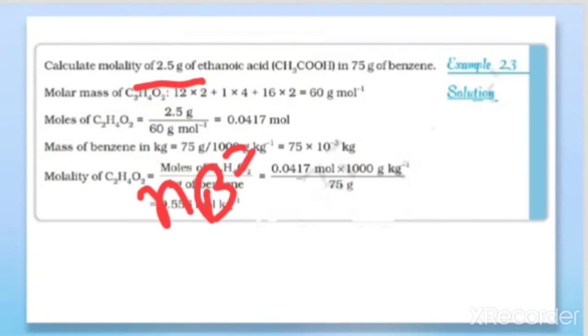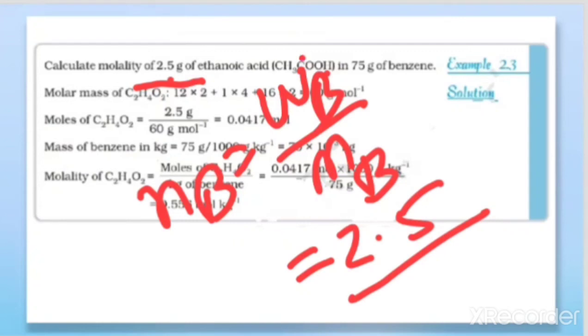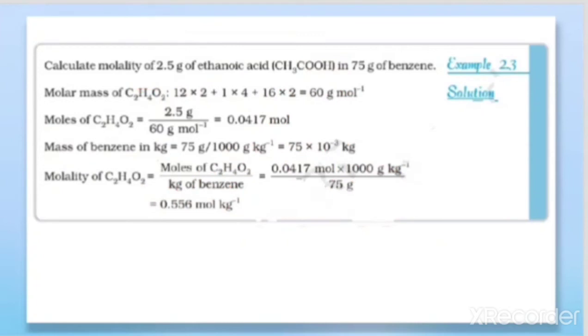That is NB is equal to WB by MB, where WB is the given mass, 2.5 gram. And what about the molar mass? Because the formula is given to us, we can find the molar mass by using the formula. So we substitute the value of molar mass here, that is actually 60. When we solve this, we get the number of moles, 2.5 gram divided by 60, which is equal to 0.0417 mole.